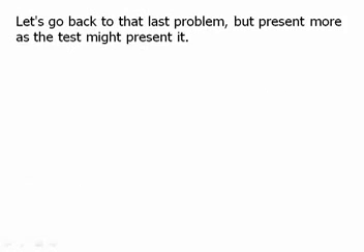Let's go back to that last problem, but present it as the test might present it. They might give you something more like this. If 49 to the x equals 7 to the 6 minus x, then solve for x. So notice that the two bases on each side of the equation, they are no longer equal. We have two different bases.